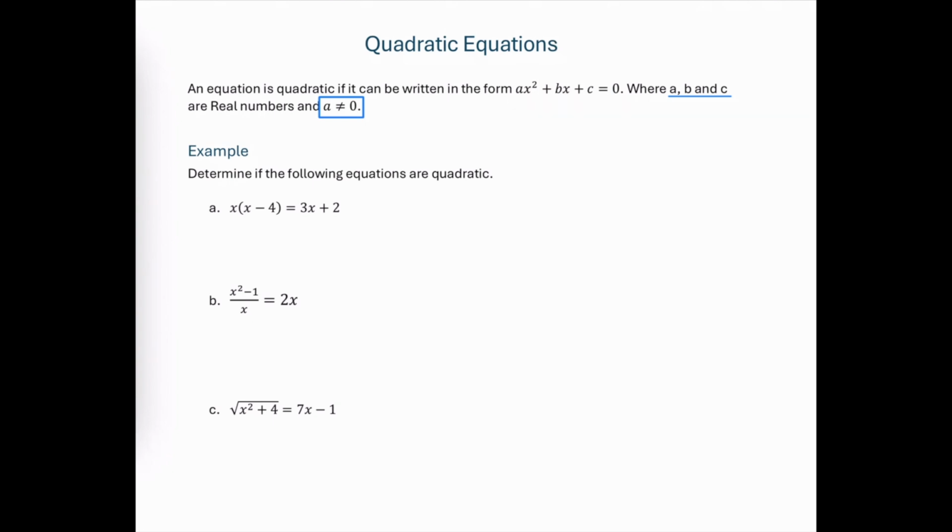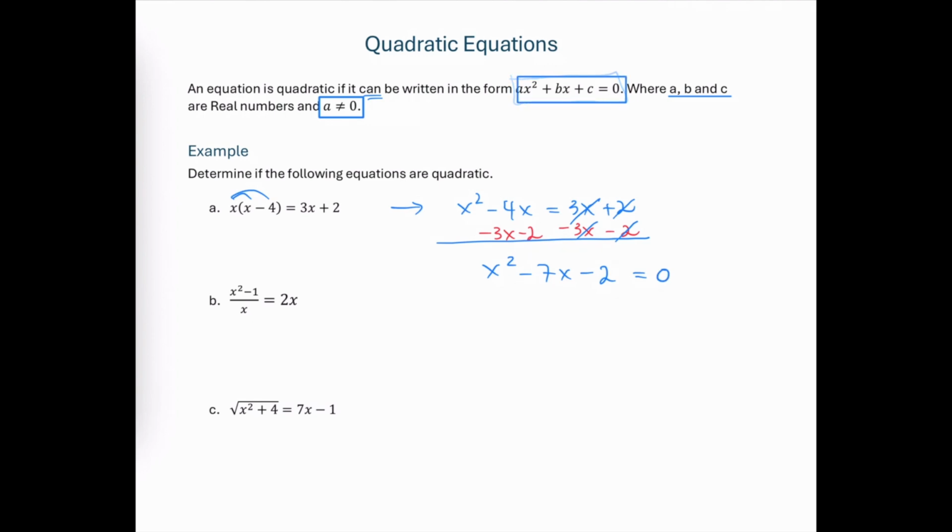So in this example, we're asked to determine whether or not the equations are quadratic. This first one can be written in that form. If we were to distribute the x into the parentheses, we're going to get x squared minus 4x is equal to 3x plus 2. If we were to subtract 3x and subtract 2 from both sides, we would see that this equation then can be written as x squared minus 7x minus 2 is equal to 0, which does fit the required format for a quadratic equation.